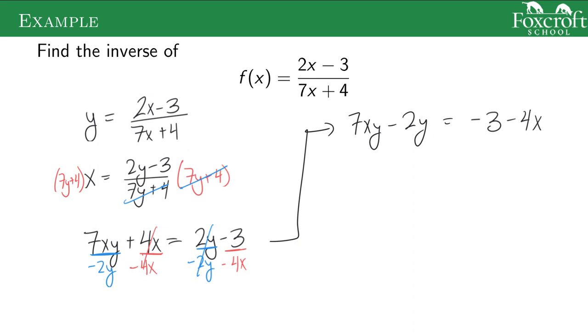And now I've got these y's together on this side, so now I factor it out. I'm going to pull it to the front. And what's left behind in parentheses is the 7x from the first term and the minus 2 from the second term.